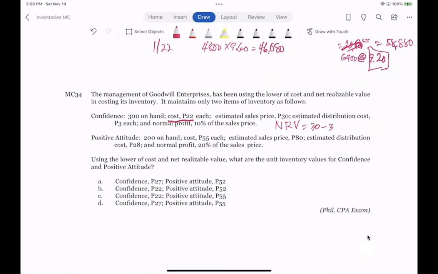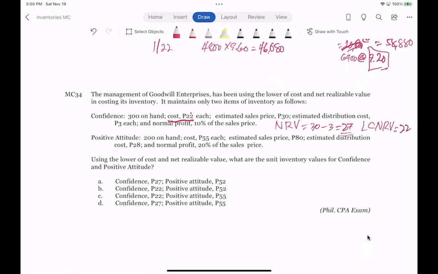Normal profit is 10% of the sales price, and net realizable value is estimated sales price minus cost to complete, that is for work in process, minus cost to sell or distribution cost. There is no cost to complete, so we only deduct the estimated distribution cost, and that is 27. Therefore, between 22 and 27, the lower of cost and NRV for confidence is 22.